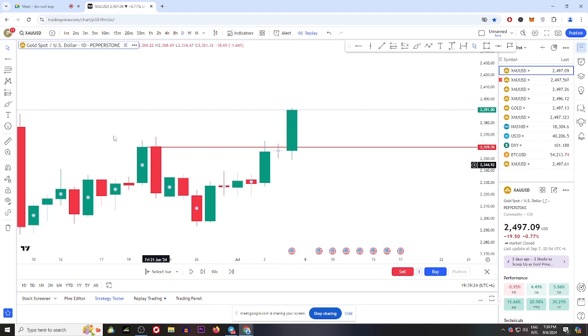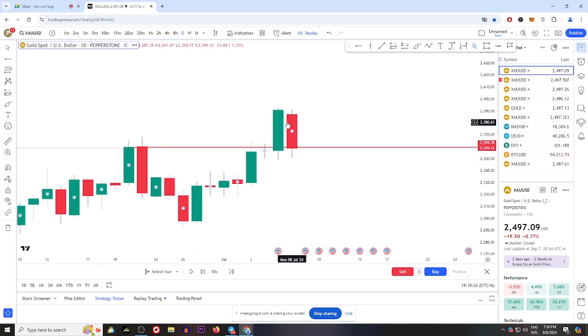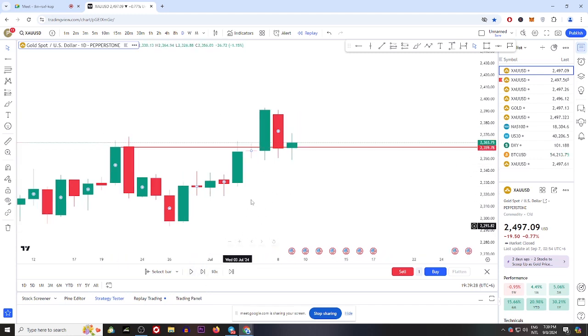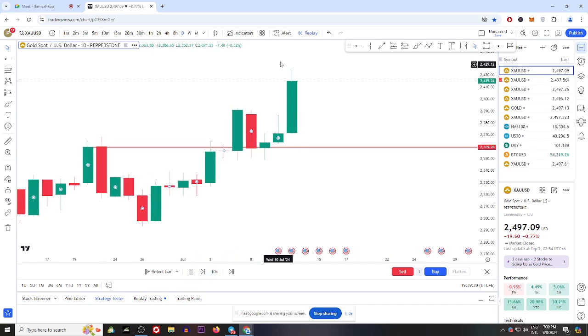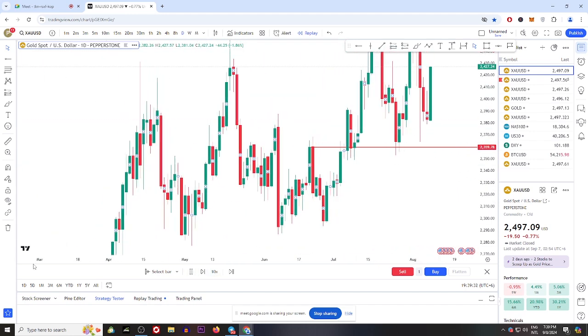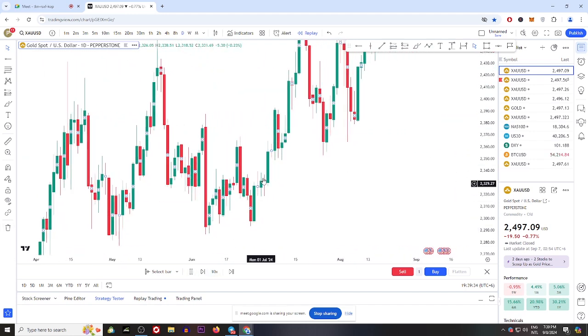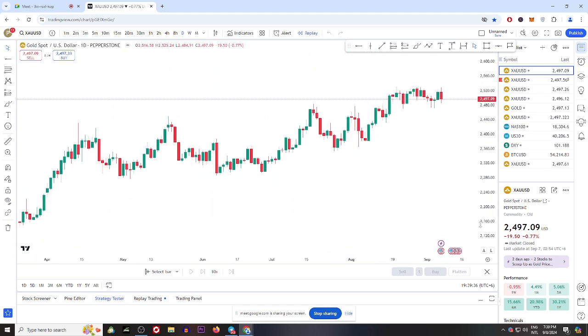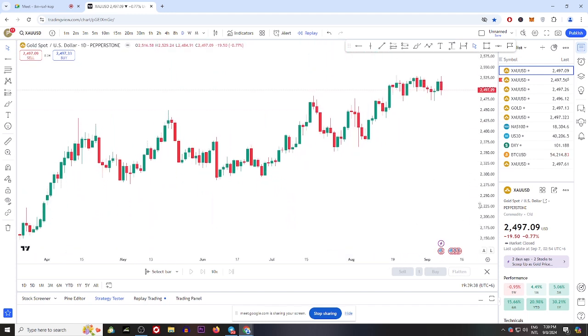Fresh again, and we see what it did, it just rejected on that area, and then it started moving up, right? So this is what is fresh and unfresh. So we will not give that much priority to the fresh and unfresh level. Okay, why? We will understand in today's session.